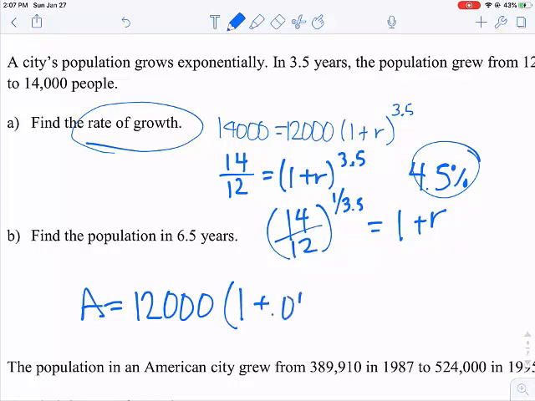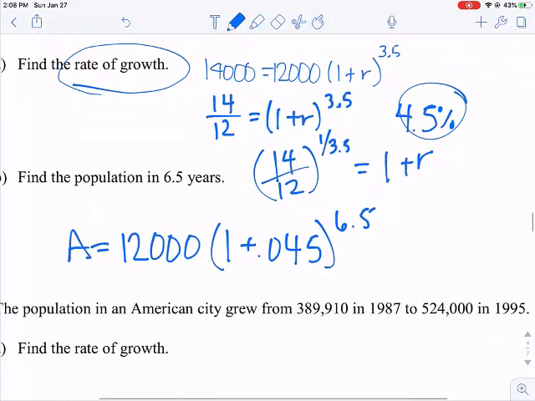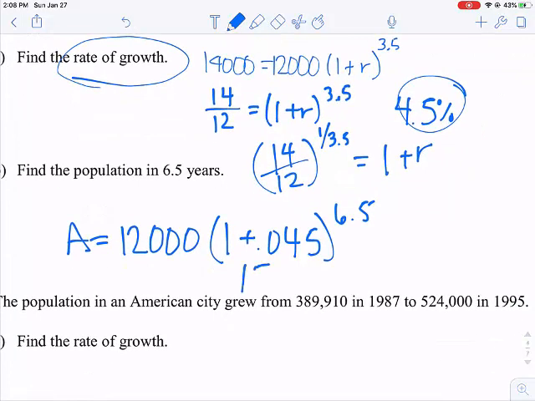And I'm going to raise it to the 6.5 power. So pause and go ahead and find that. Okay, and it looks like the population, and I'm going to have to round to whole people here, but it is 15,974 people. I did not round up because that is not a completed person.